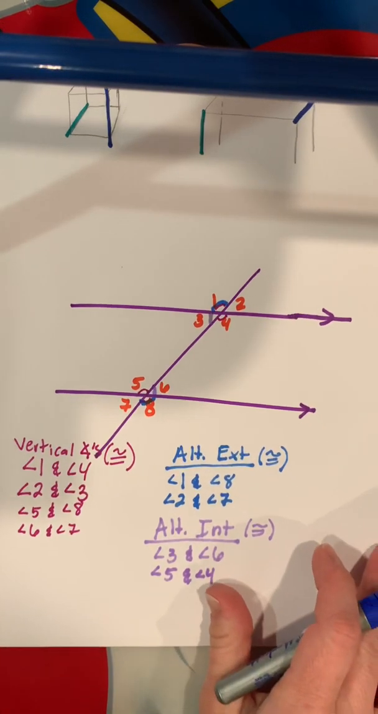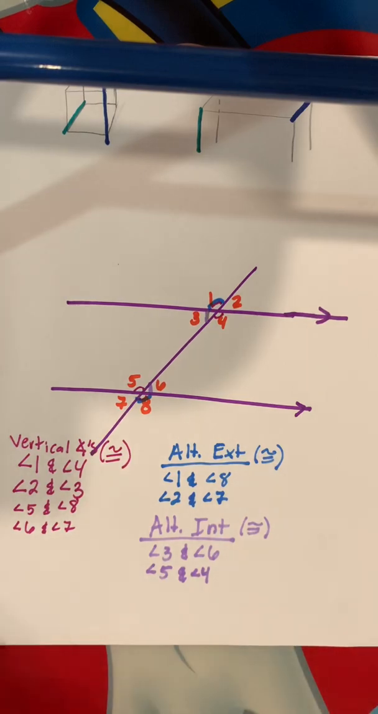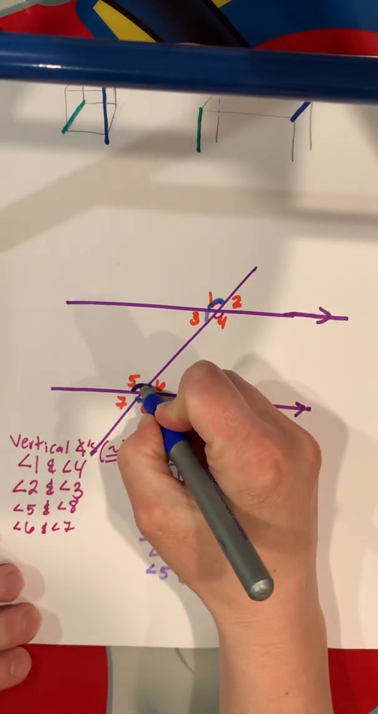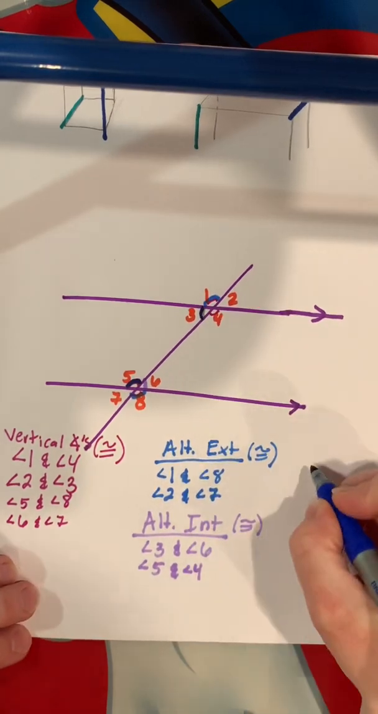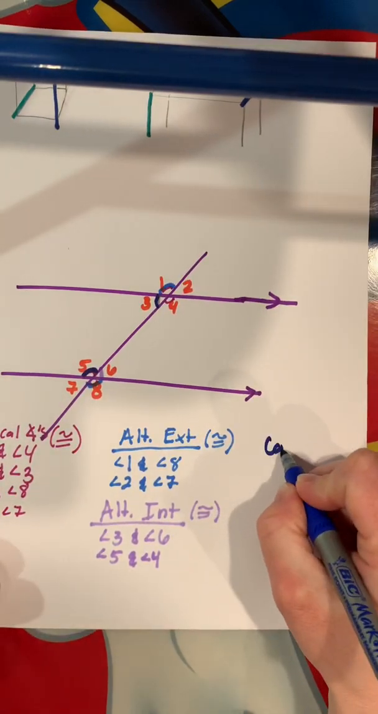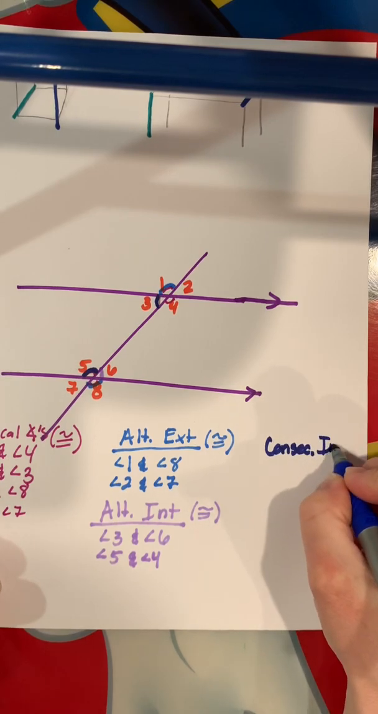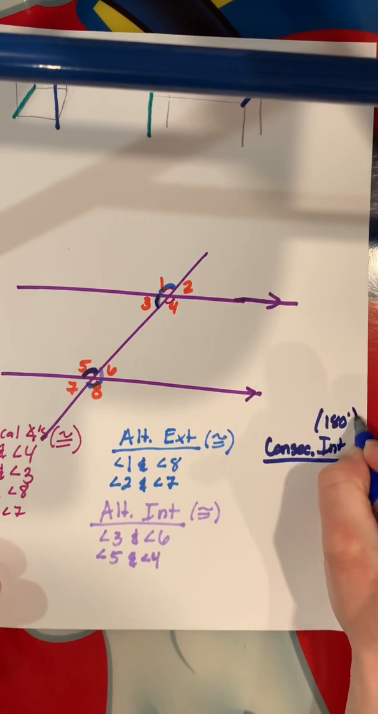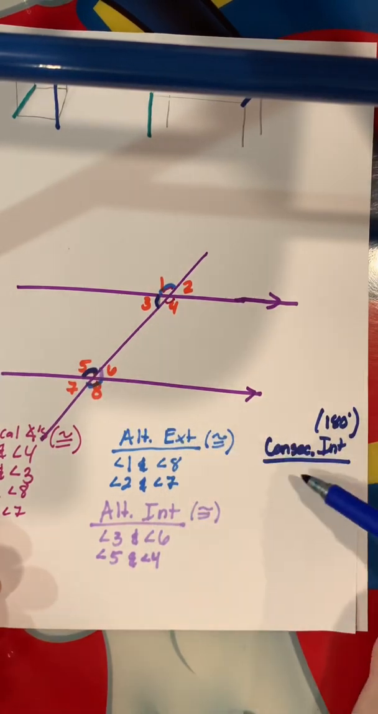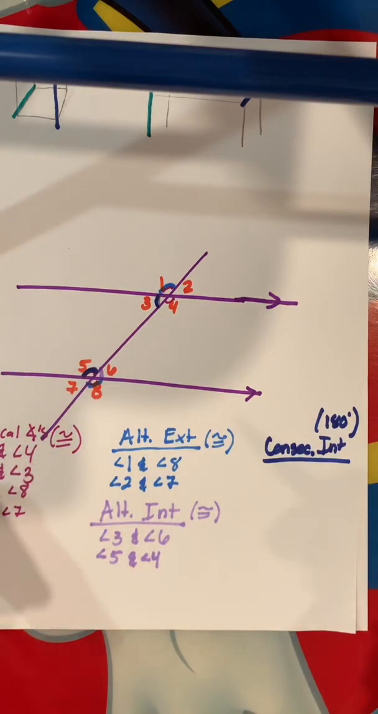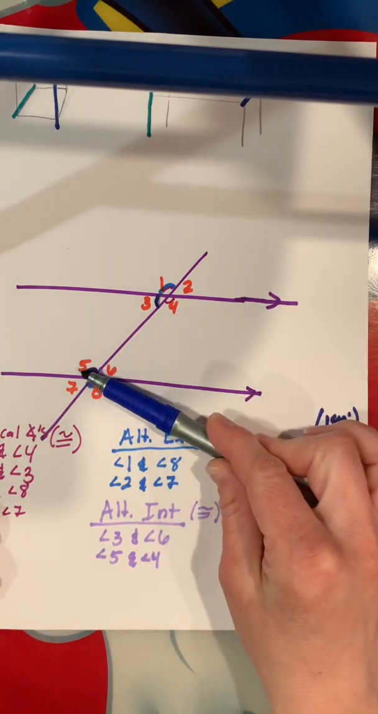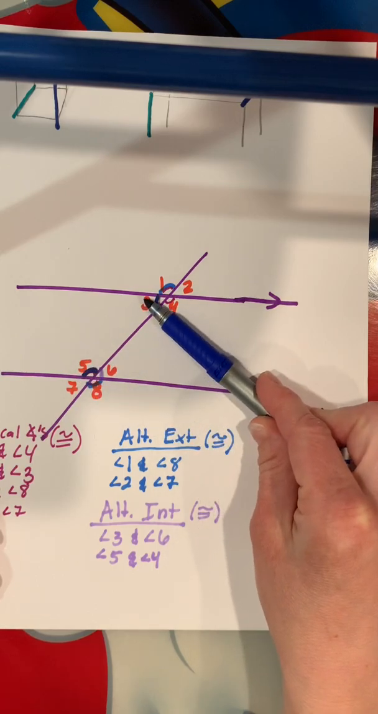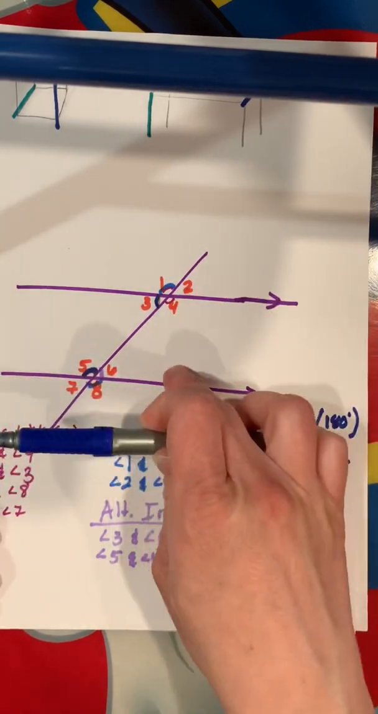All right, then we look at consecutive interior. This would be like angle 5 and angle 3, consecutive interior. Consecutive interior angles are supplementary, so these add up to 180 degrees. Think about consecutive numbers, like 4, 5, 6, or -2, -3, -4. Those are consecutive. They come right after each other. So like here, they are both coming right after each other, and they are interior. They're inside my parallel lines.